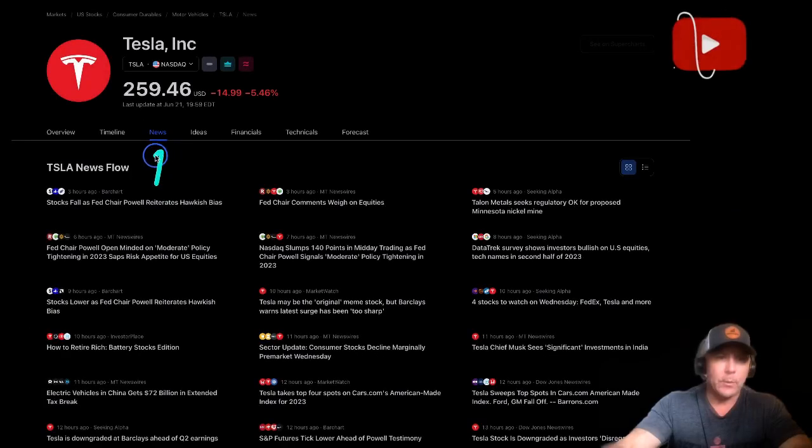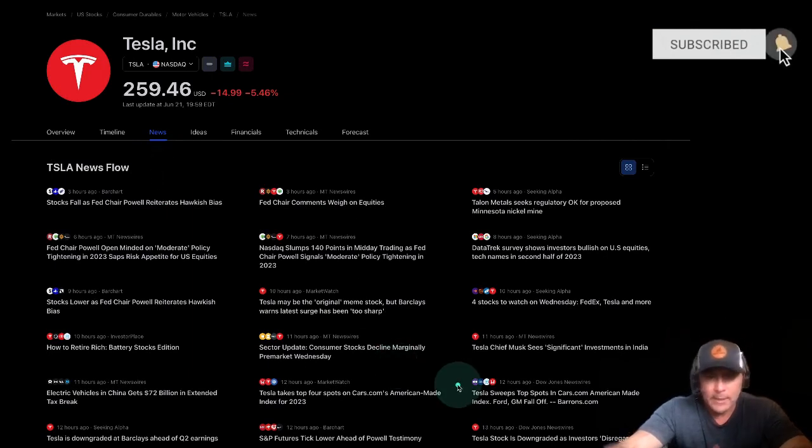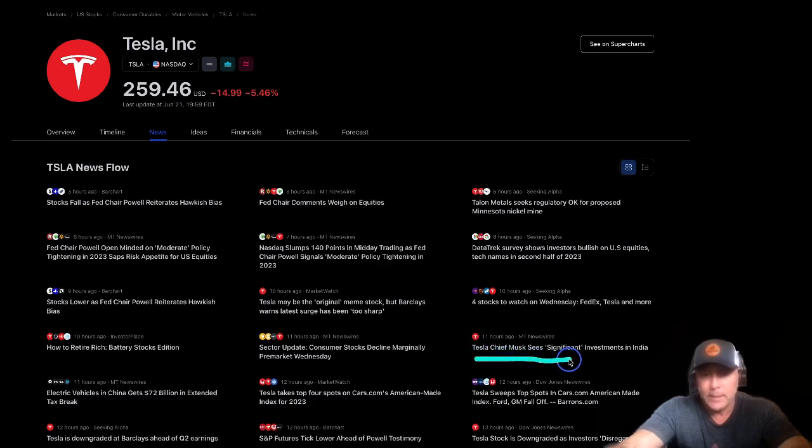TradingView also has a news section. It's always cool to take a peek at the news from both sites. But as I scan this, a couple things. This just came out 11 hours ago, but Tesla chief Musk sees significant investments in India. India just surpassed China in terms of population.